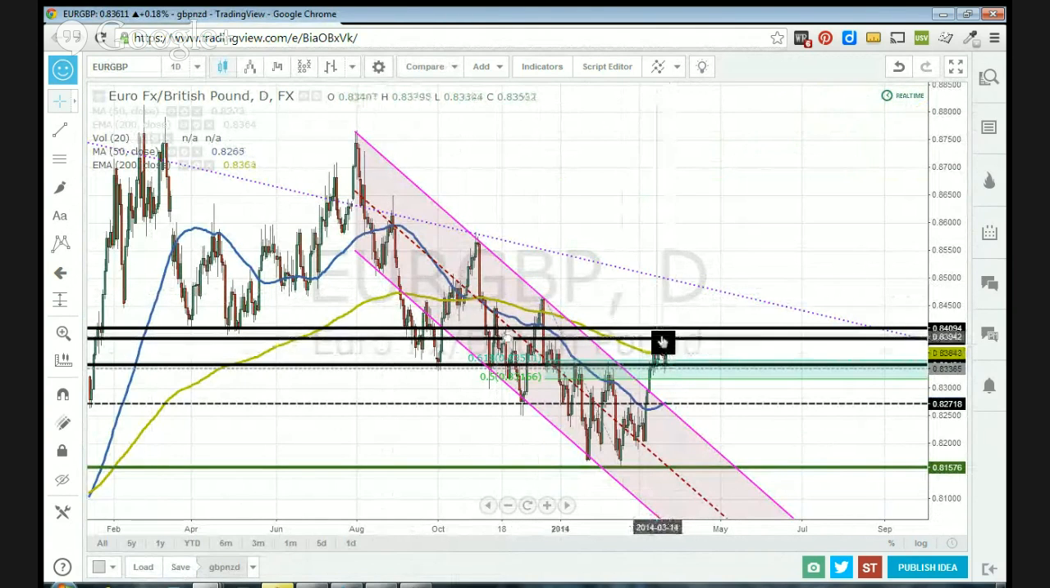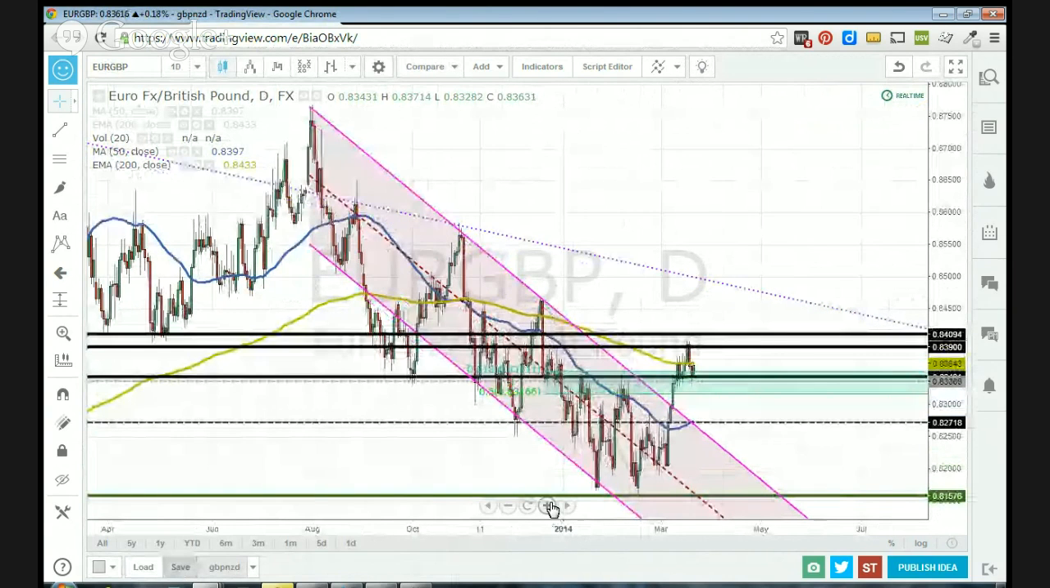Had this tweezer pattern here. Let's zoom in a little bit. It's a little congested. There's so many levels around here. That's what's tricky, so it makes it hard to know where I should put my stop and things like that. I'm just going to skip Euro Pound at the moment because of how congested it is.